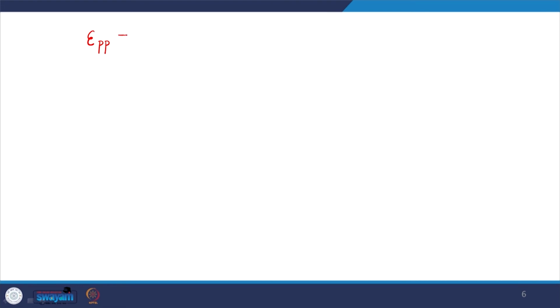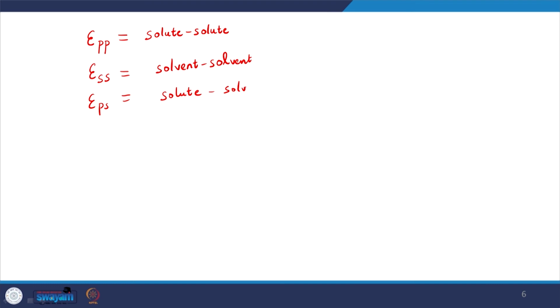I can say epsilon pp, epsilon ss and epsilon ps represent the solute-solute, solvent-solvent and solute-solvent interaction energy.